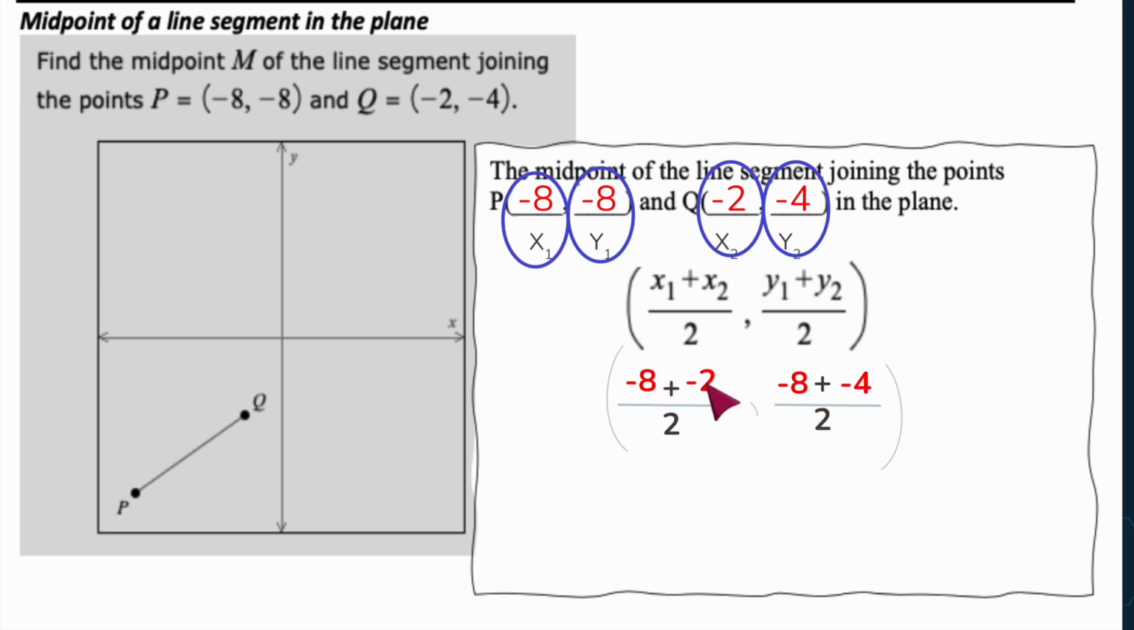So -8 plus -2, and I get -10. They're both negative, so I add and keep the negative. -8 plus -4. Again, they're both negative, so I'm going to add and keep the negative. So -12. And then -10 divided by 2 is -5. -12 divided by 2 is -6.